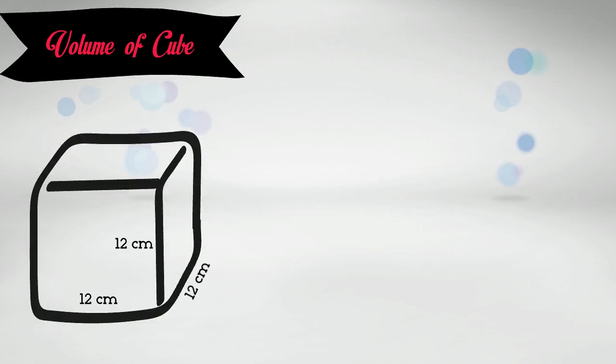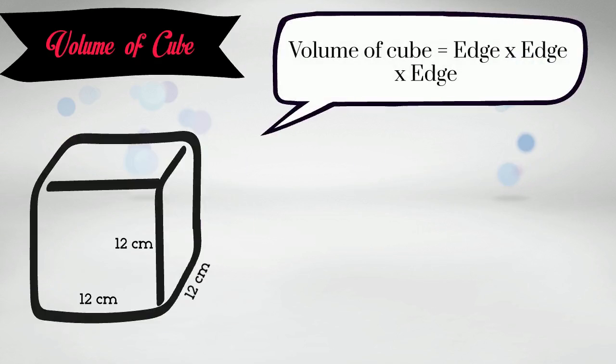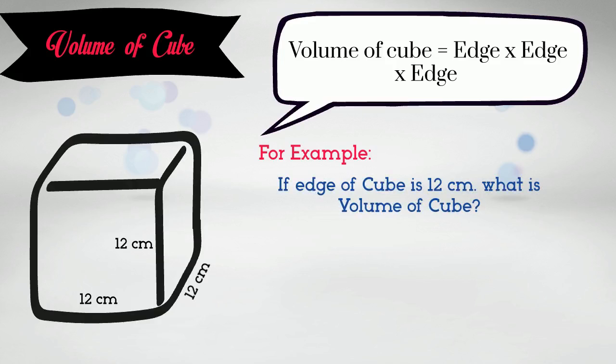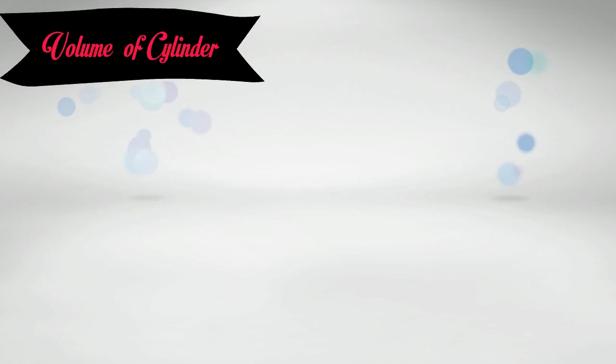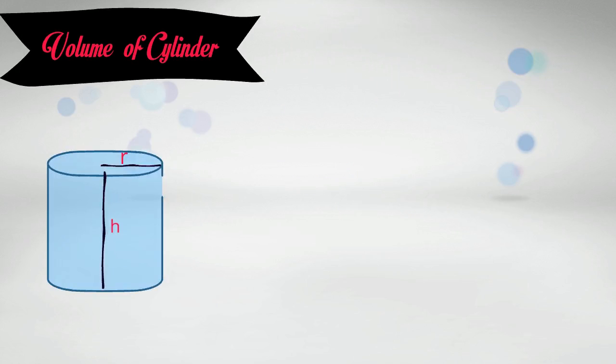Next comes the volume of cube. What is the volume of cube? It's edge times edge times edge. As we all know, for a cube all edges are equal. If the edge of the cube is 12 centimeters, what's the volume of the cube? So the volume of the cube comes to 1728 centimeter cube.